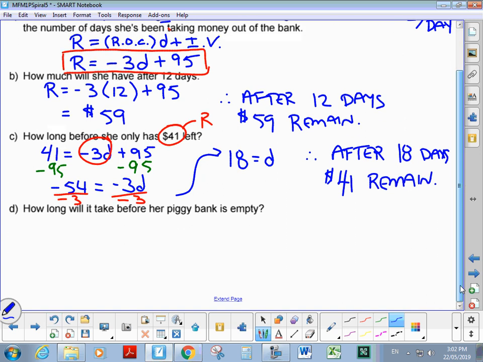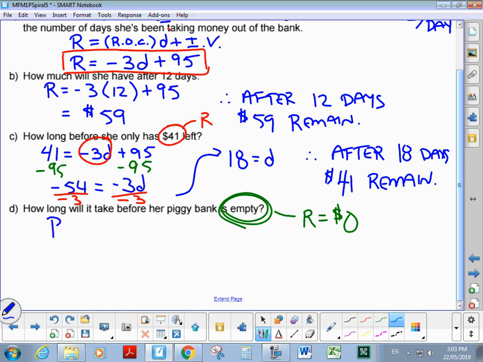So the final question is, how long will it take before her piggy bank is empty? So there's an inference here. How much money is represented by empty? So that means that R, the amount is, again, no hands please, it's a video. I can tell you the answer, it's a video. We want to know when it will be 0. So how do we solve this?